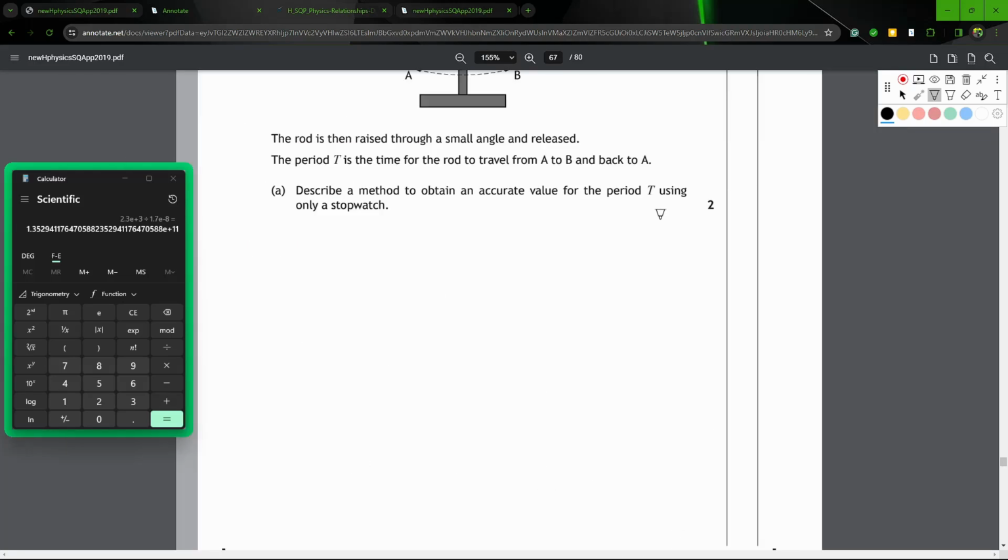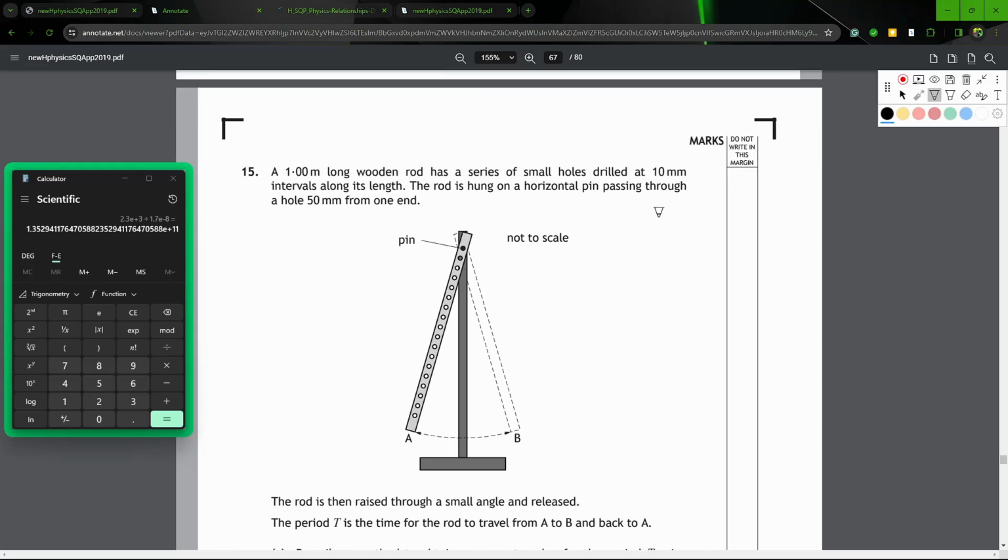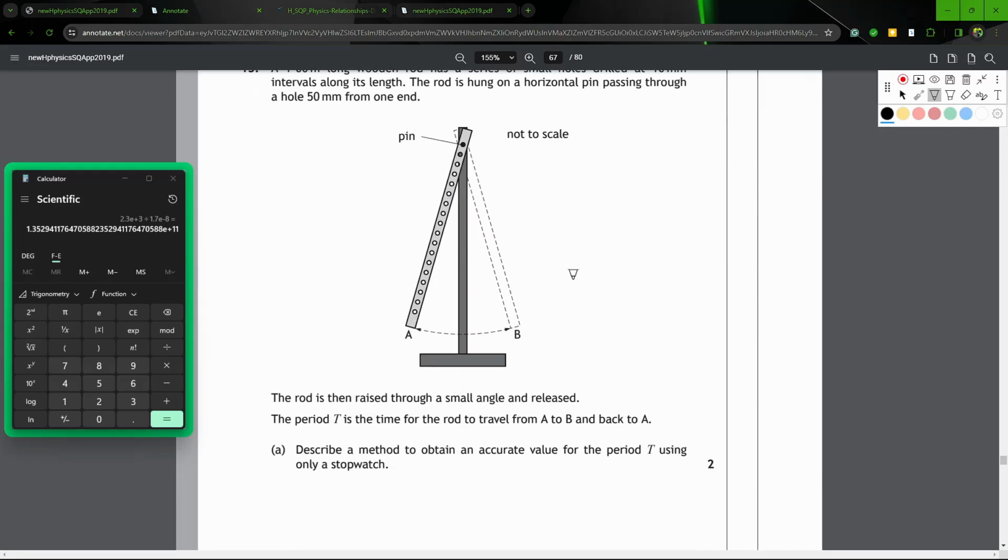There we go. Right, we're on to the last question, folks. It's question 15. A 1 meter long wooden rod has a series of small holes drilled at 10mm intervals along its length. The rod is hung on a horizontal pin passing through a hole 50mm from one end. The rod is then raised through a small angle and released. The period T is the time for the rod to travel from A to B and back to A. Describe a method to obtain an accurate value for the period T using only a stopwatch.